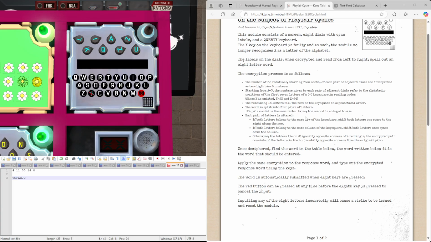Running a lens with the rest. So this is very different to Playfair Cipher, which I did previously, because the omitted letter this time is X rather than J. V, G, F, A, B, J, U. Then grid.